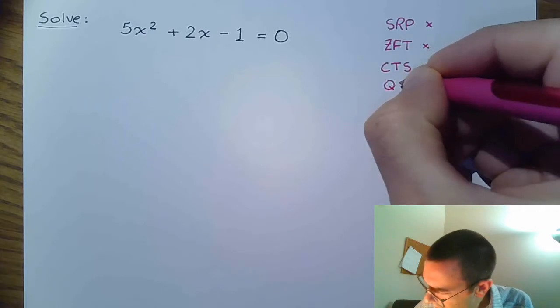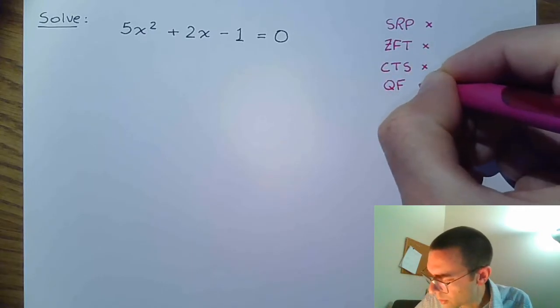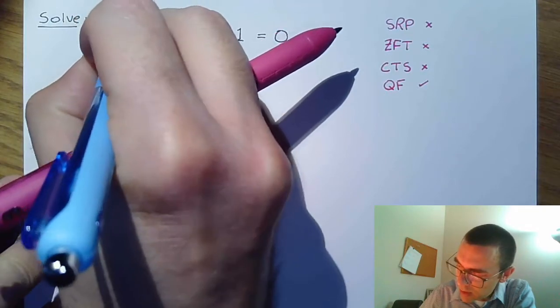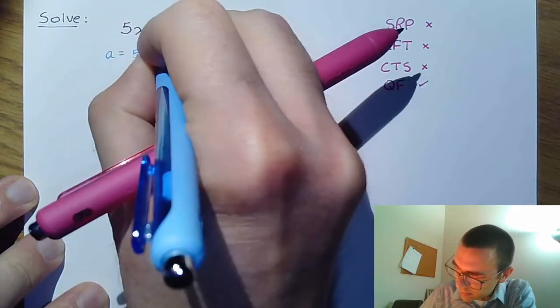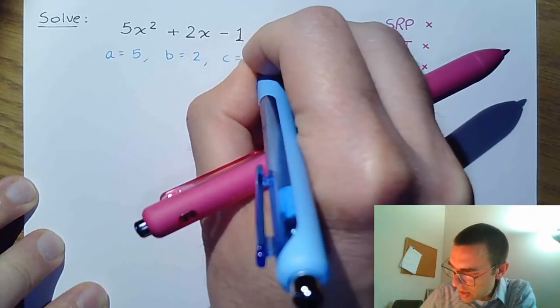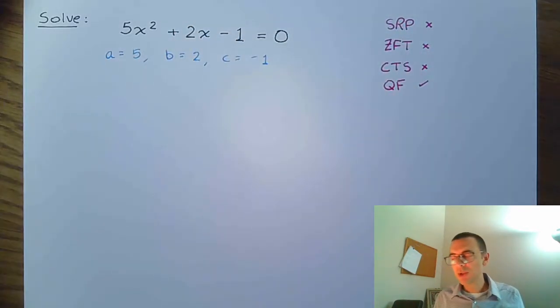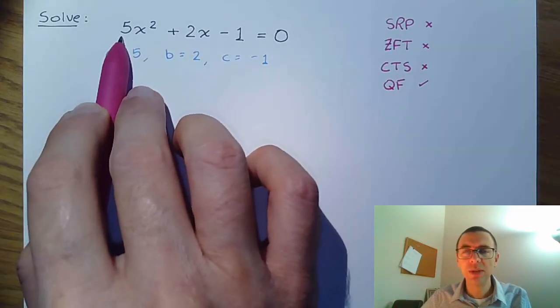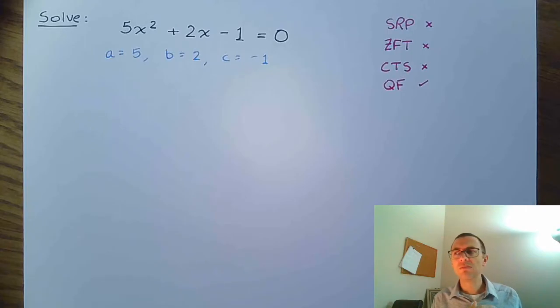Which means the method of last resort for us is the quadratic formula, and that's what we're going to use here. Now, to use the quadratic formula, we need to identify our a, b, and c. So a is 5, b is 2, and c, the constant, is -1. Make sure that when you are identifying your a, b, and c, that you have everything on the same side of the equation, and you really want this coefficient to be positive. If it's not, then just multiply both sides of the equation by a negative, and it's going to clear that up for you.